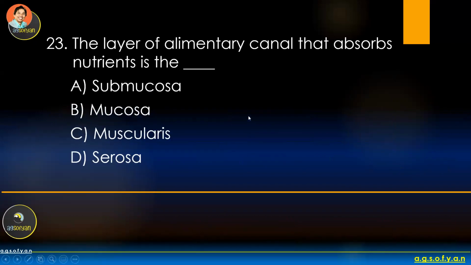The layer of the alimentary canal that absorbs nutrients is A, B, C, or D. Of course, it's going to be the inner layer that consists of the epithelial tissue. This inside layer is called the mucosa. So this is the lumen of the alimentary canal.